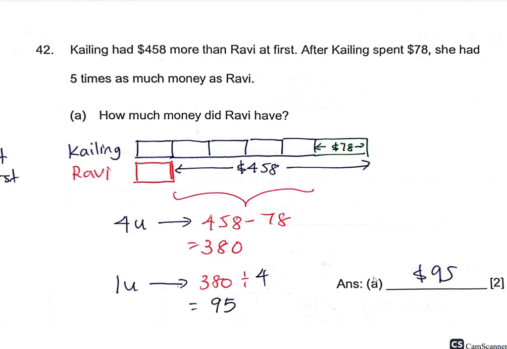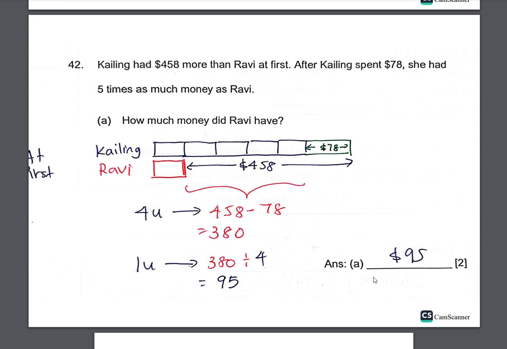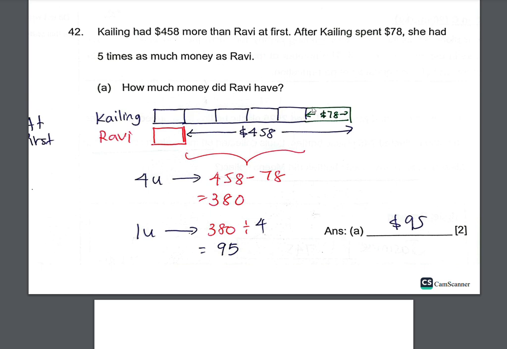Now, Kailing had $458 more than Ravi at first. So you notice that $458 more than is a part that sticks out. This part I'm circling. After Kailing spent $78, this is the $78 that she spent away.